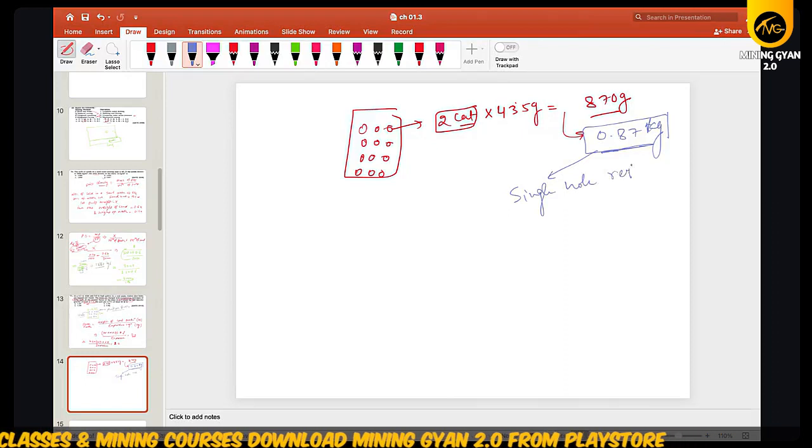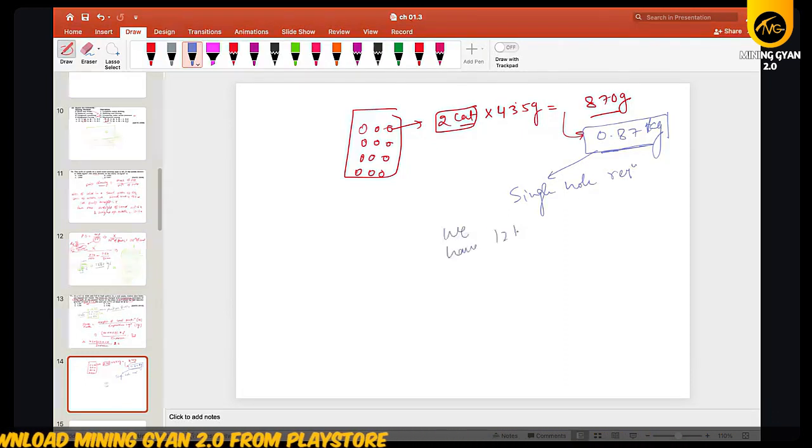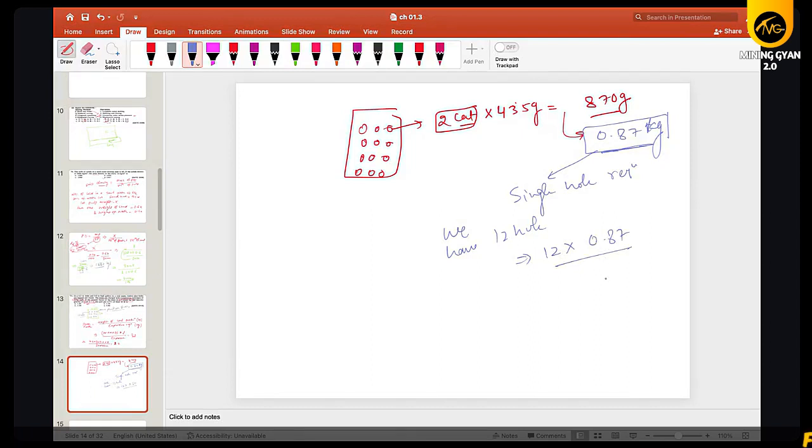But we have 12 holes. So 12 multiplied by 0.87. You can multiply this easily.